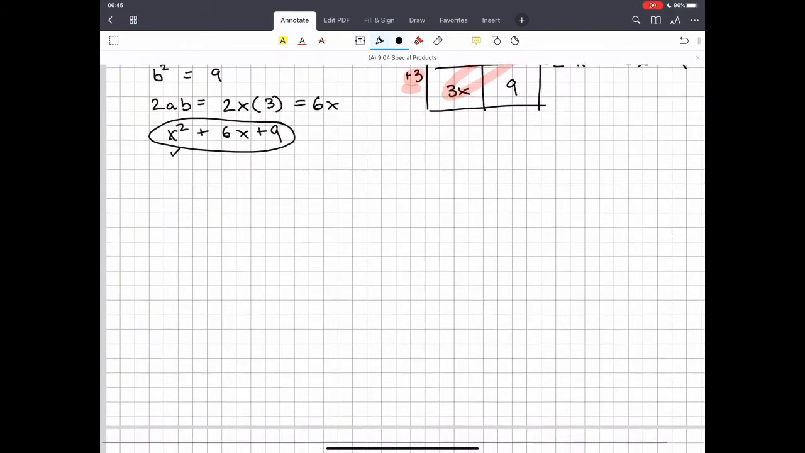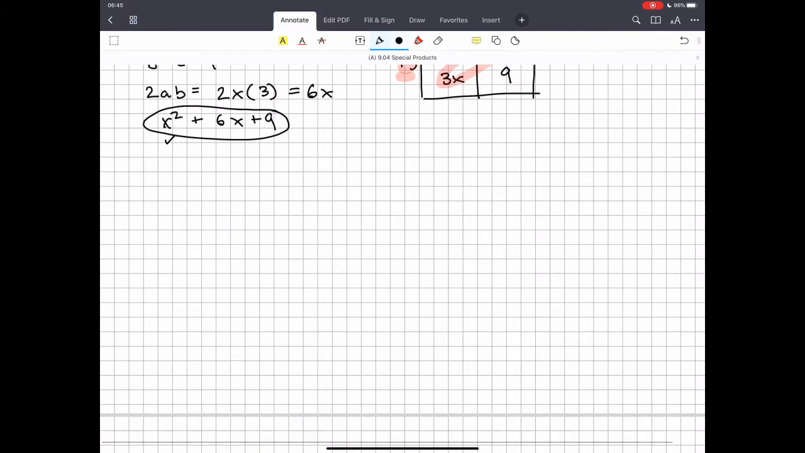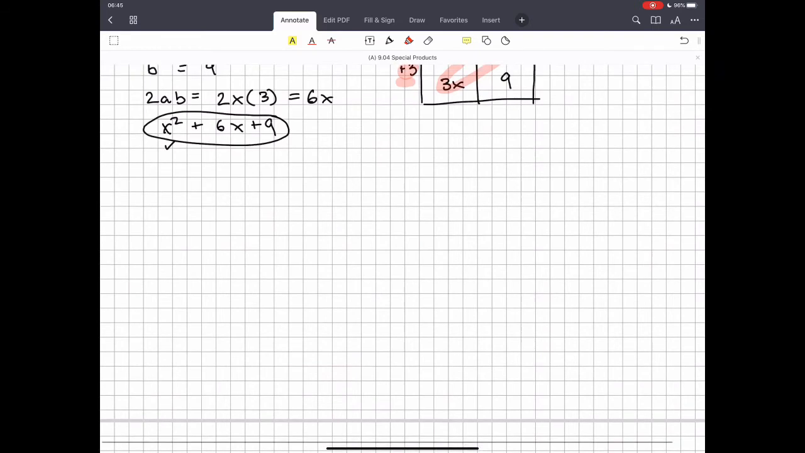We'll try it again now, and we'll go straight to the answer if we can, without having to do the table, now that we see and understand that this method works. So let's try 2x plus 5, the quantity of 2x plus 5 squared.